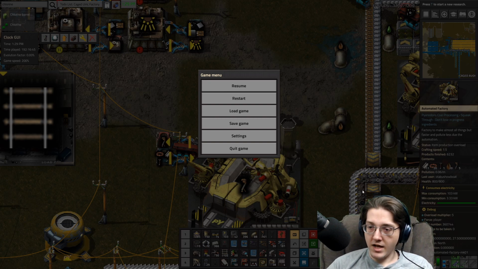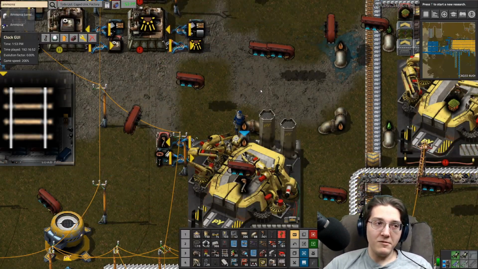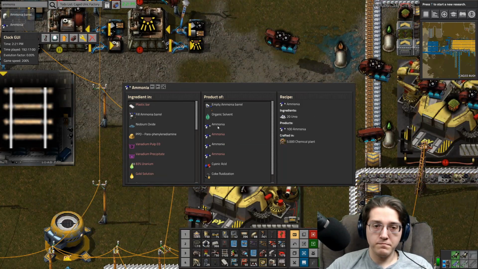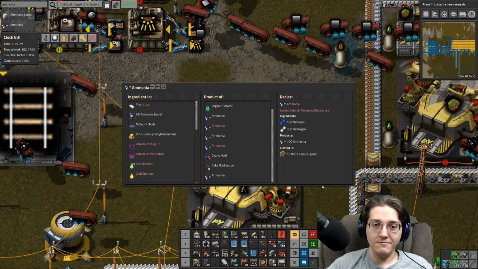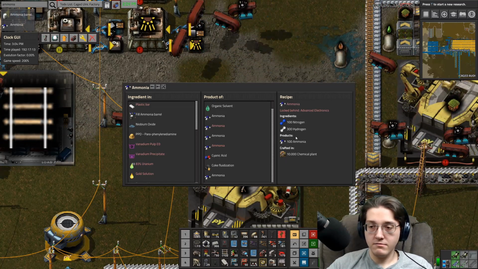So, there is a proper chemical reaction recipe for ammonia. For reference, ammonia absolutely has a nitrogen and hydrogen recipe. Somewhere. Here. Look, it's ammonia.